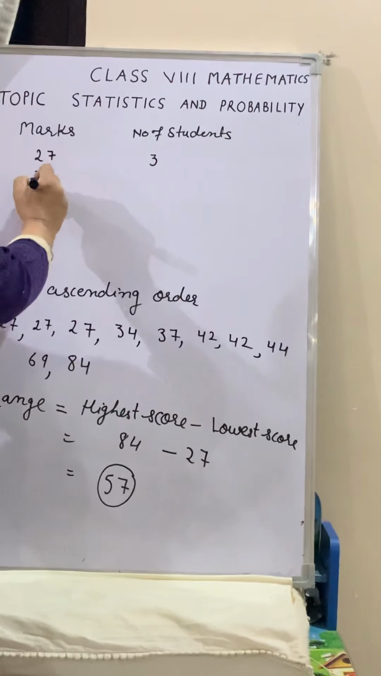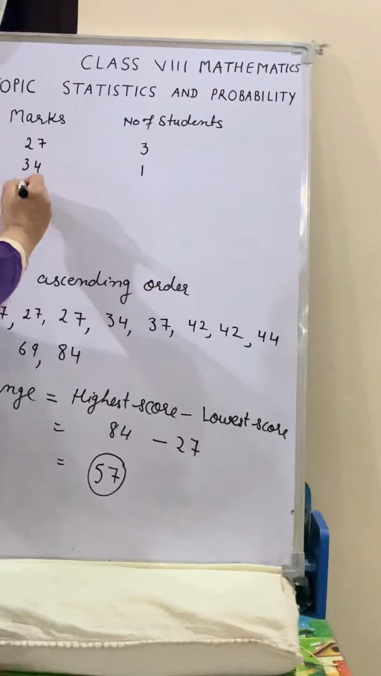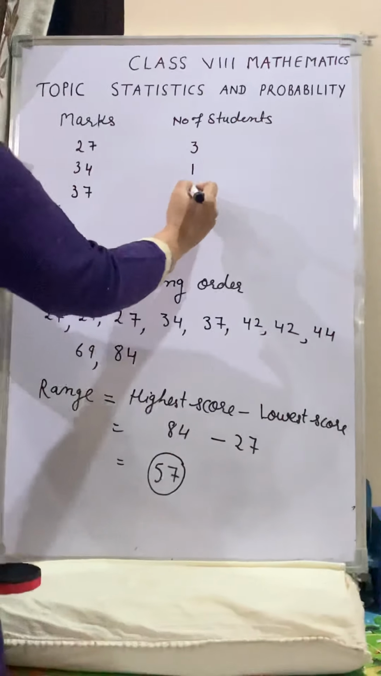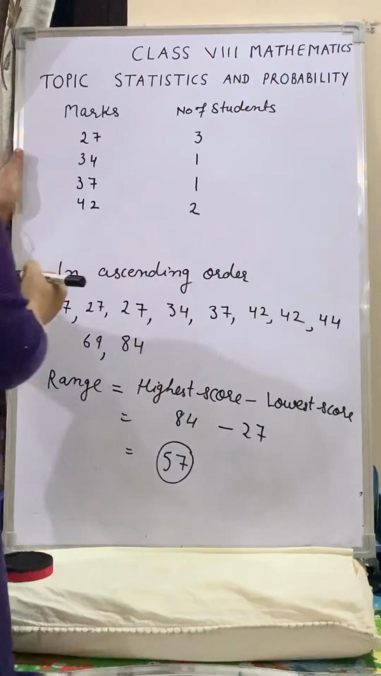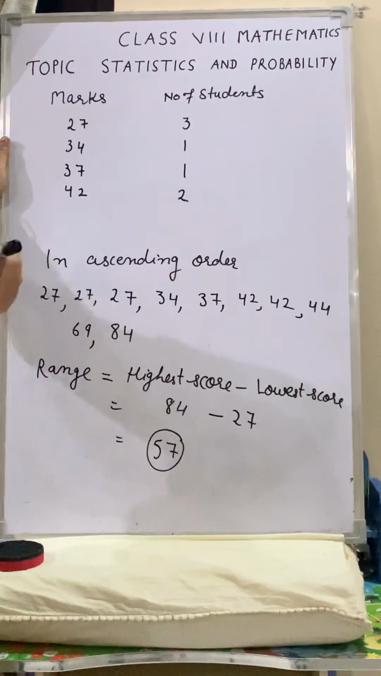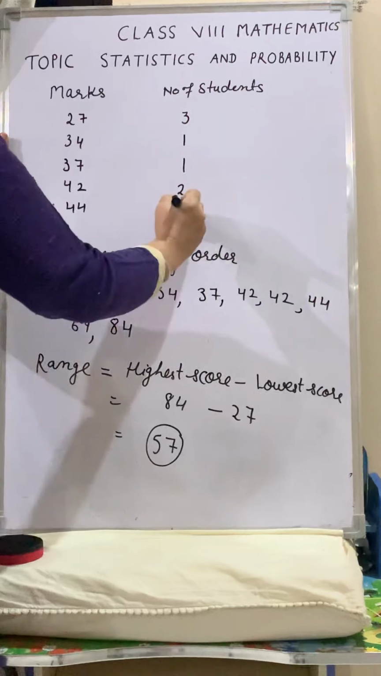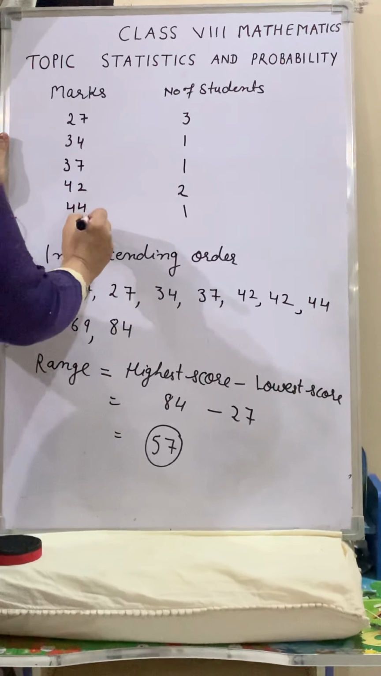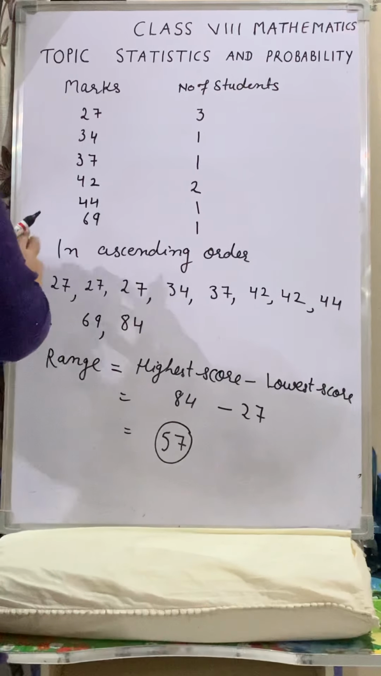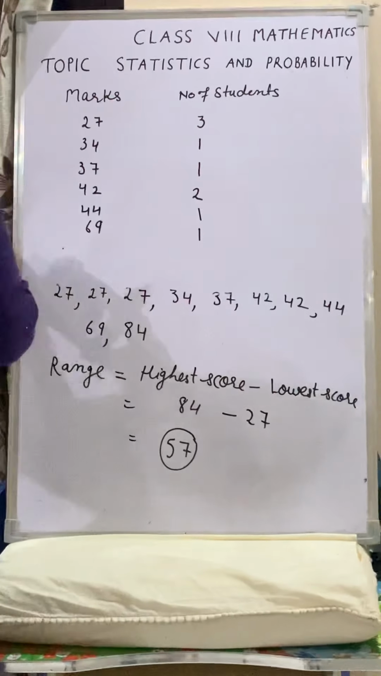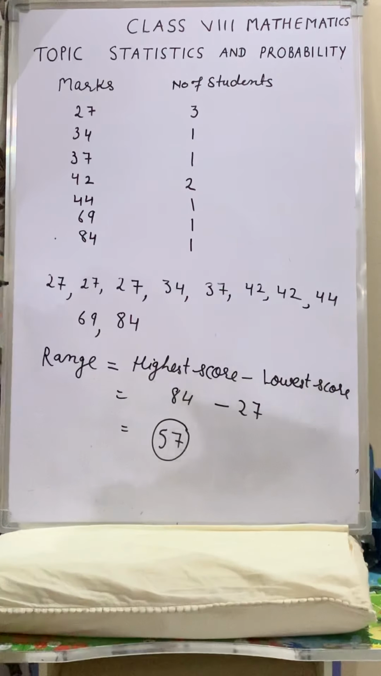34 marks, then one time. Next 37 one time. 42 two times; 2 students got 42 marks. Then 44 marks obtained by one student. 69 marks obtained by one student. 84 marks obtained by one student.